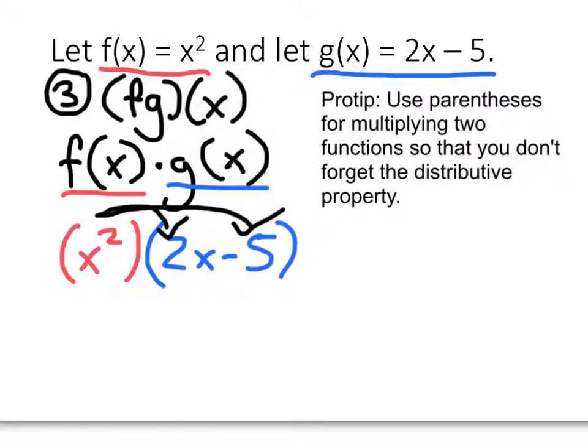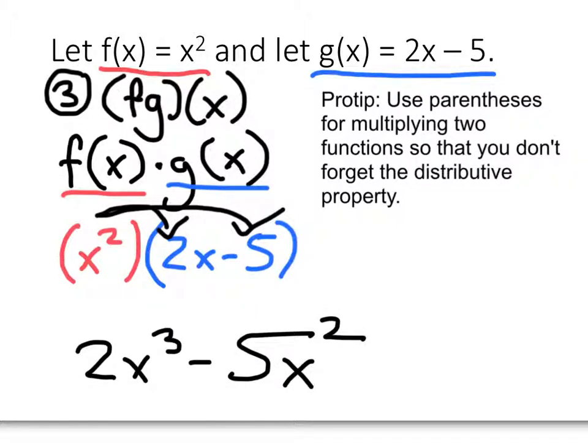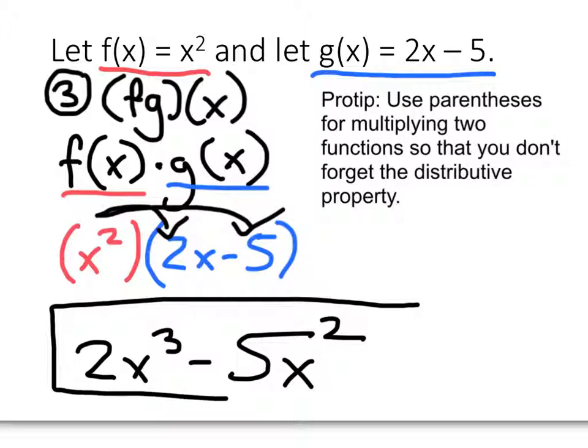So x squared times 2x is 2x to the third, and x squared times negative 5 is minus 5x squared. And since one of the terms is an x to the third and the other one is an x squared, there are no like terms that I can collect. And so my expression for fg of x is 2x to the third minus 5x squared.